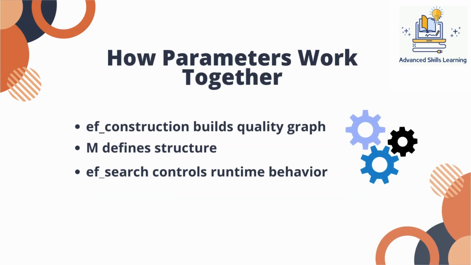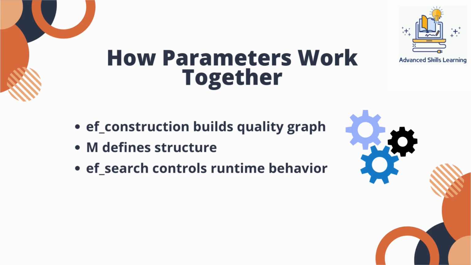These three parameters do not work in isolation. EF_construction determines how good the graph is, M defines how richly connected that graph becomes, and EF_search controls how aggressively the graph is explored during queries. Tuning only one parameter while ignoring the others often leads to suboptimal performance.